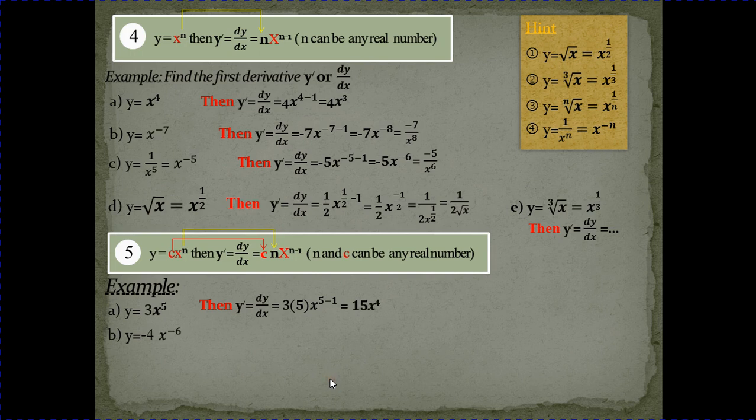B, if y equals negative 4 x power negative 6, then y dash, it will be negative 4 again. Yes, multiplied by what? The power negative 6, and subtract negative 6 minus 1. What is the next step? If you multiply negative 4 by negative 6, it will be positive 24 and x will be power negative 7. And you can put x down, it will be power positive, then 24 over x power 7.